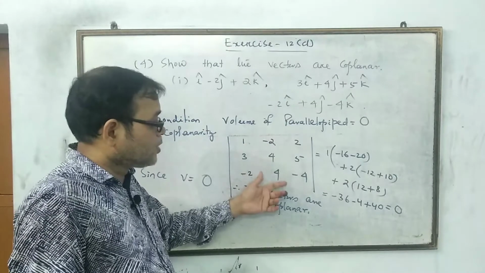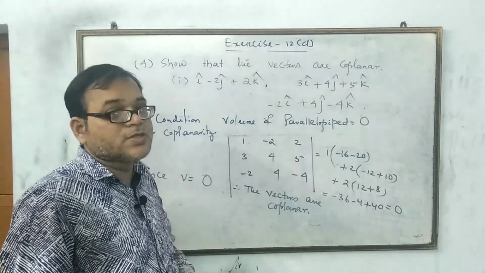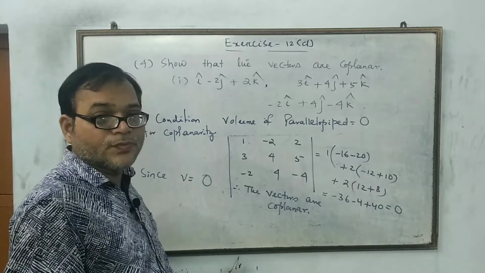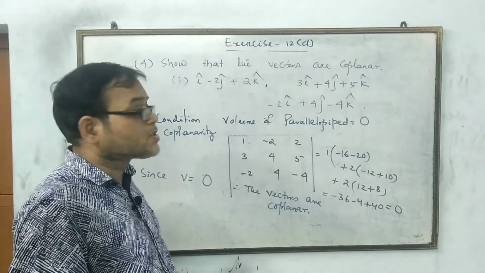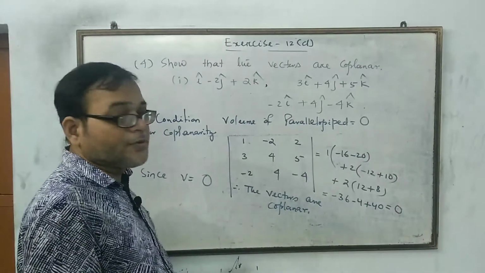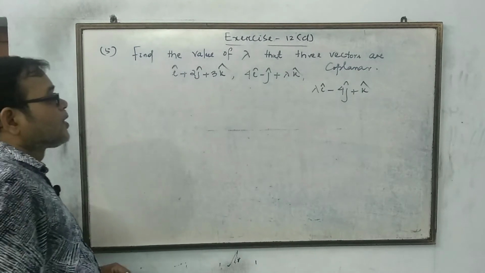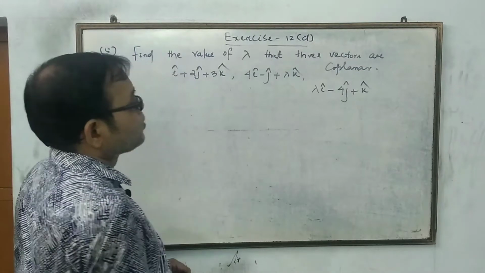Only the determinant value will be obtained, and if its value is 0, then we can say that the vectors are coplanar. Okay, only 2 more questions, and the second question is left for you. You can do it. Question number 5. Find the value of lambda so that the 3 vectors are coplanar.